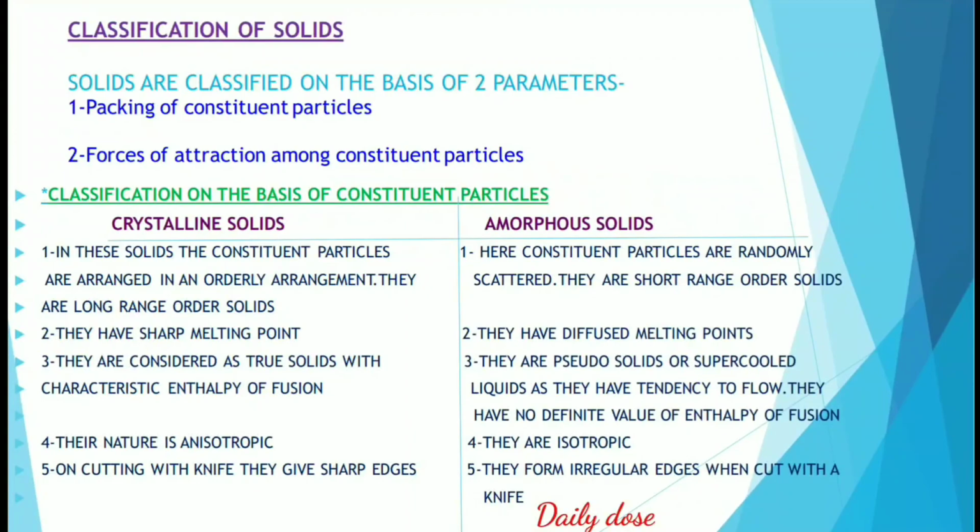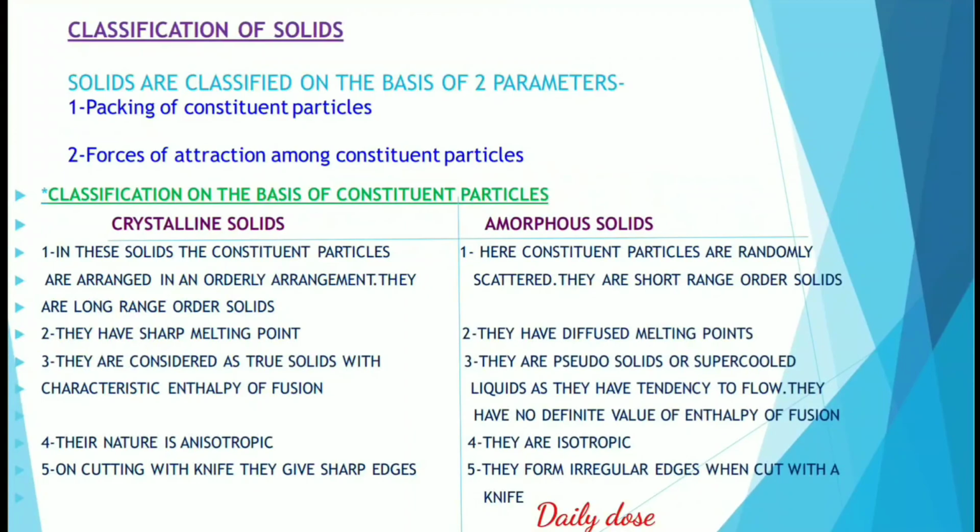So crystalline solids. In these solids, the constituent particles are arranged in an orderly arrangement. They are also called the long-range order solids. Amorphous solids: the constituent particles are not arranged in an orderly manner, they are randomly scattered. So it is known as short-range order solids. Crystalline solids have a sharp melting point and the amorphous solids have a diffuse melting point.